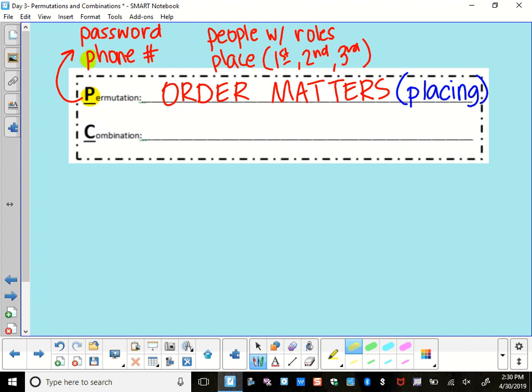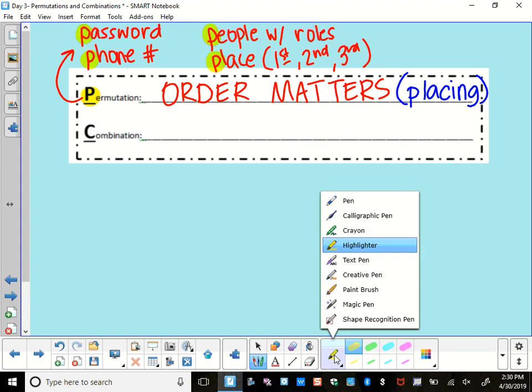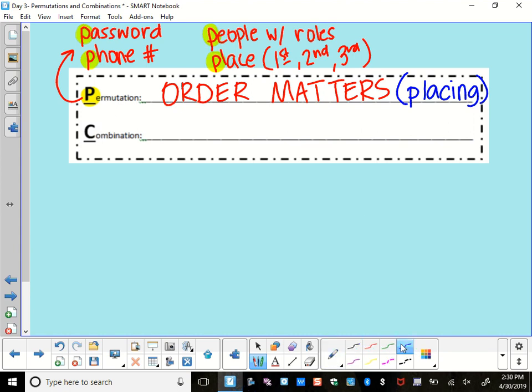They all start with P, right? Password, phone, people, place: permutation, order matters. We'll continuously ask ourselves that question: does order matter? All right, for combination, that means we are choosing a group. We are choosing a group with combination.